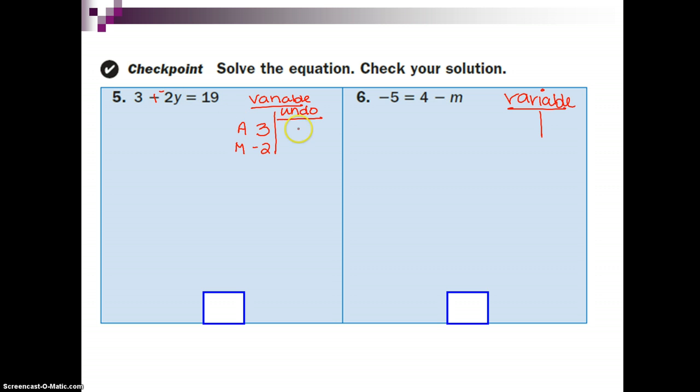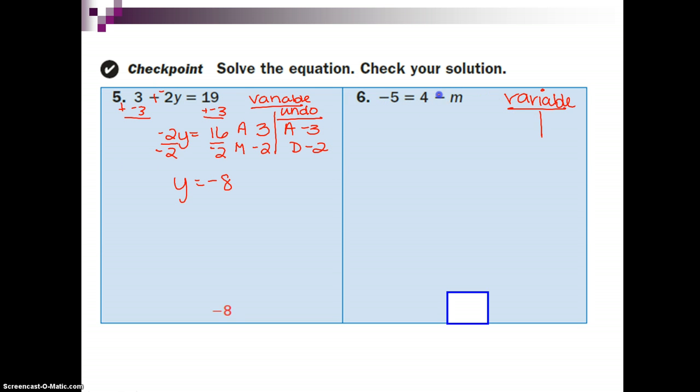For number 5, we have to add negative 3, because that's the constant. We do that to both sides. Oops, that's a positive. Remember to always check your signs. And then we divide by negative 2. Divide by negative 2. y equals negative 8. Remember, you can always go back and check to make sure you're right.